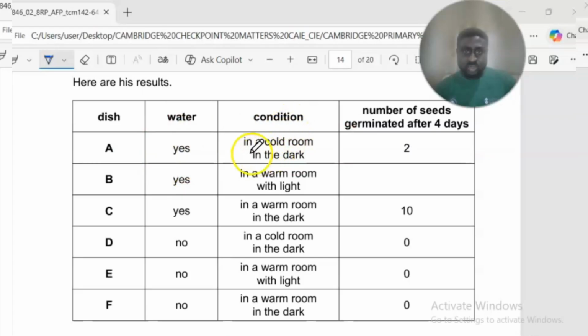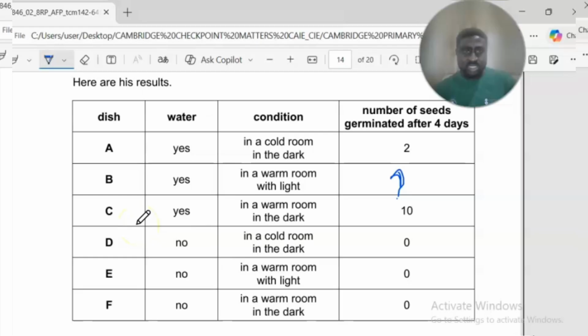The condition, it was in a cold room in the dark. Number of seeds germinated after 4 days was 2. Then for dish B, he also added water. The condition was in a warm room with light. Please take note of the different conditions, and there is no result here. So I'll put a question mark for now.